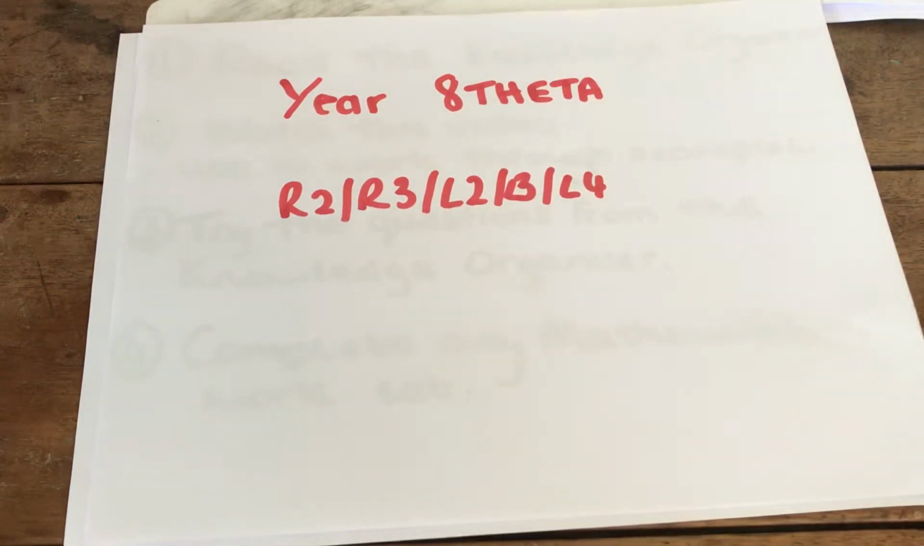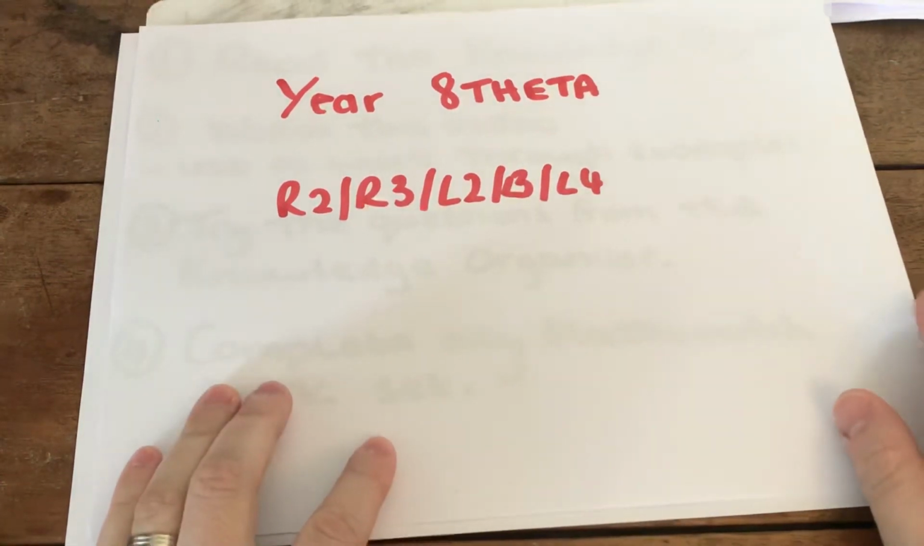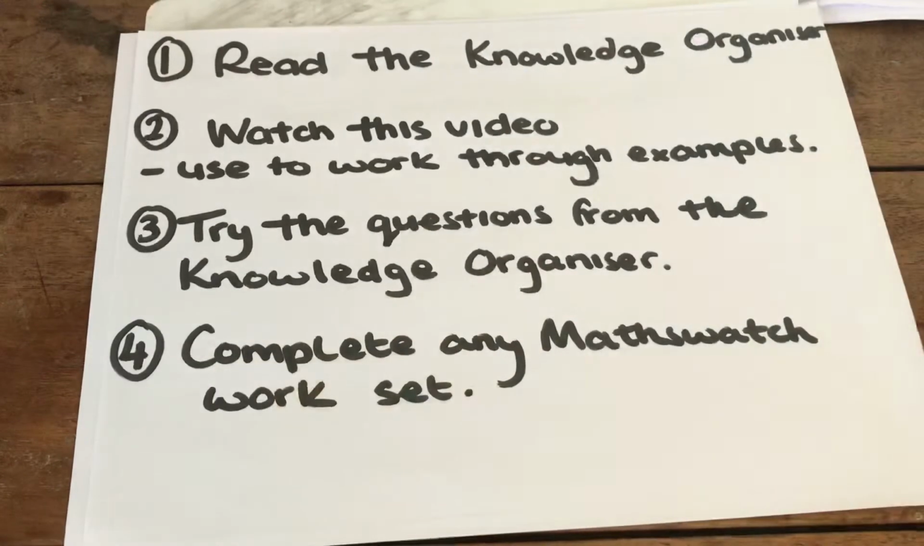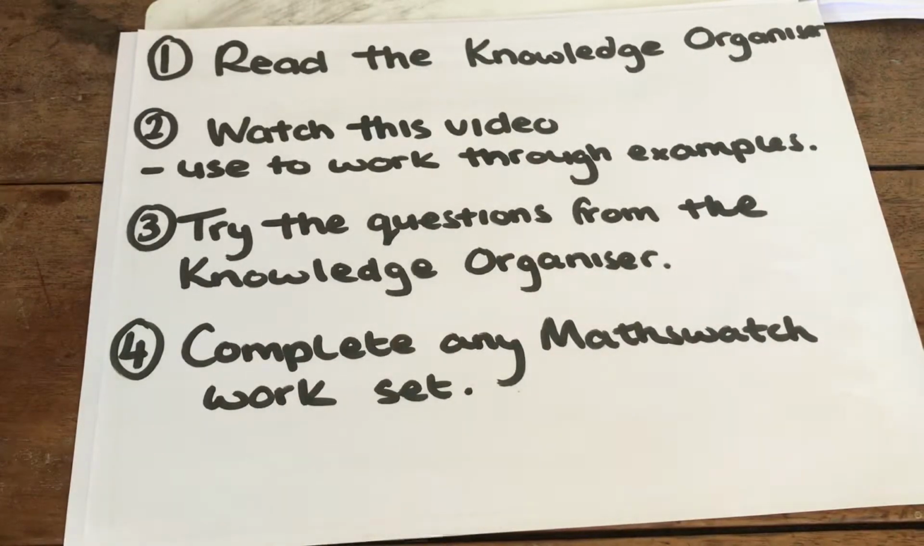This video is for Knowledge Organiser 7 for Year 8 Theta classes, shown on the paper below. What I would like you to do is read the first page of your Knowledge Organiser, work through the examples with me in this video, and then try the questions from paper 2. Complete any Maths Watch work set by your class teacher.